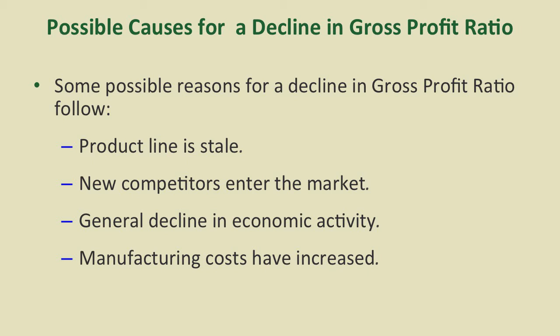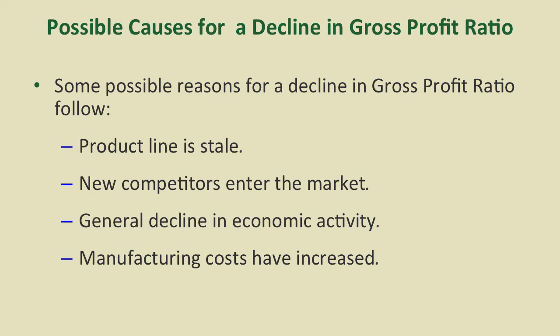There are 4 possible reasons for a decline in gross profit margin ratio. For example, your product line is old. That's going to negatively affect the quality of your product and the efficiency of your operation. Secondly, new competitors are coming into the market. They bring new technology, new and better products that actually grab your market share and negatively affect your revenue.